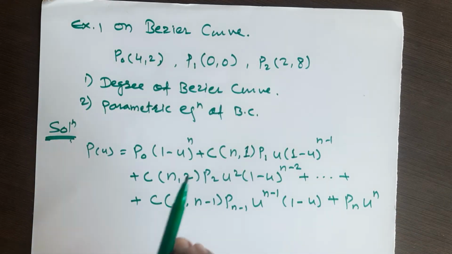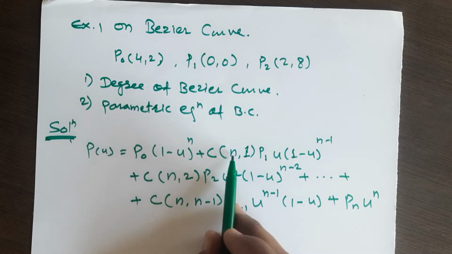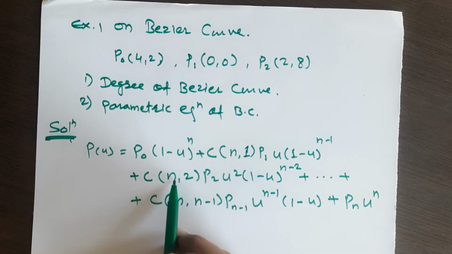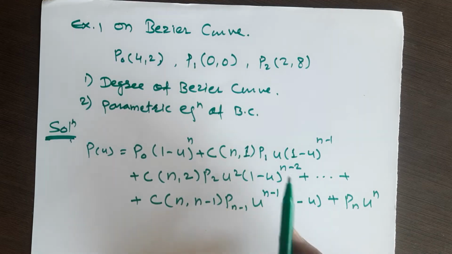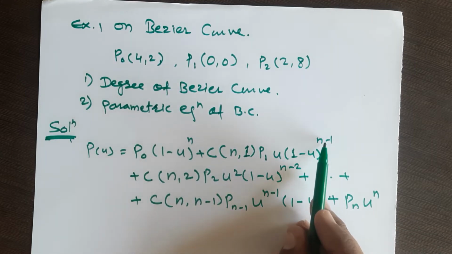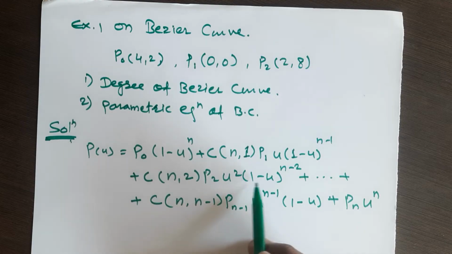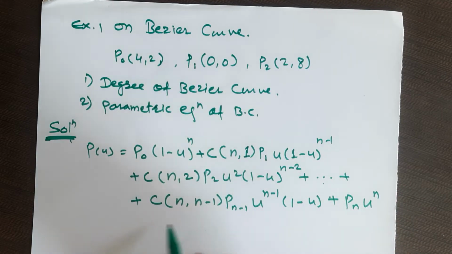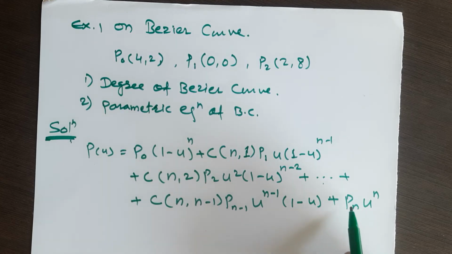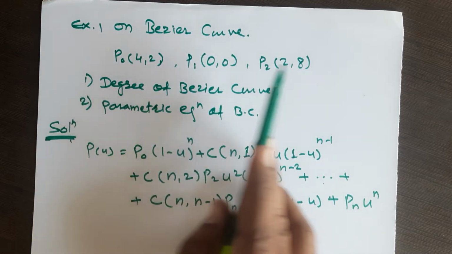So here you have to remember that C(n,1) is there, C(n,2), C(n,3), like that. Here P1, P2, P3, P4 like that. Here (1 minus u) raised to n minus 1, then (1 minus u) raised to n minus 2, (1 minus u) raised to n minus 3, like this. The third term will be there, and similarly the last term will be Pn u raised to n.